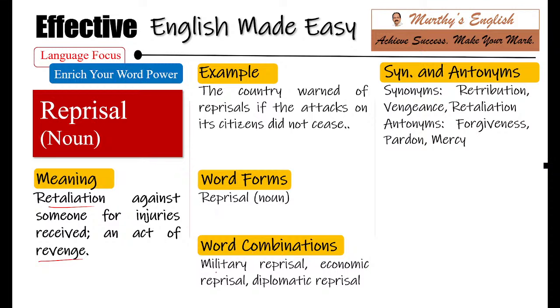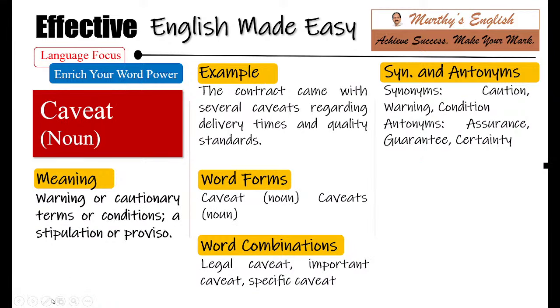Word combinations, military reprisal, economic reprisal, diplomatic reprisal. These combinations are very important. Synonyms, retribution, that's an important word, vengeance, retaliation, and idiomatic expression, tit for tat. Antonyms, forgiveness, pardon, mercy. Counterattack also you can say, very good. Caveat, part of speech noun, meaning warning or cautionary terms or conditions, a stipulation or proviso. Here, warning, it goes more with a warning. Vendetta also you can say.